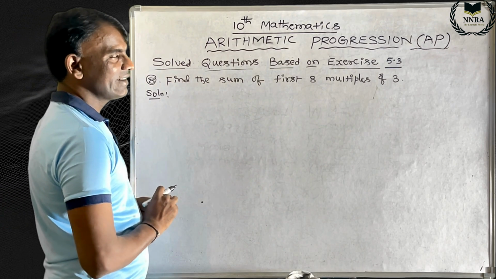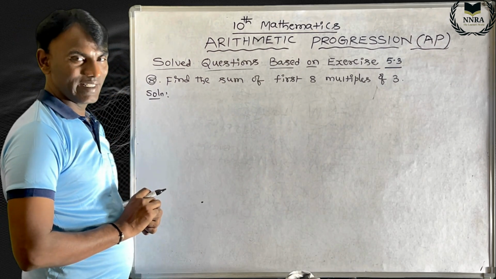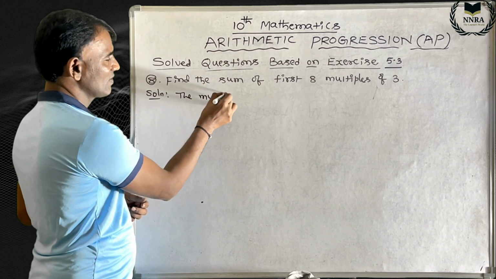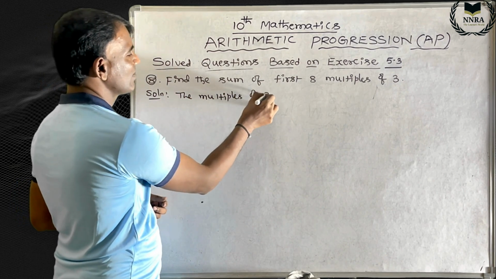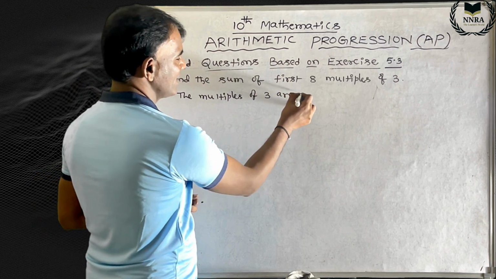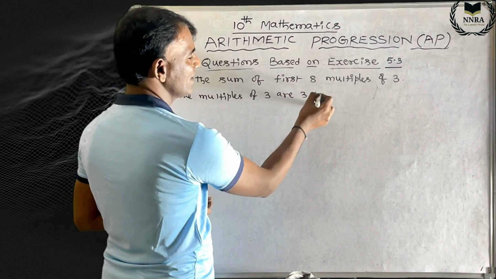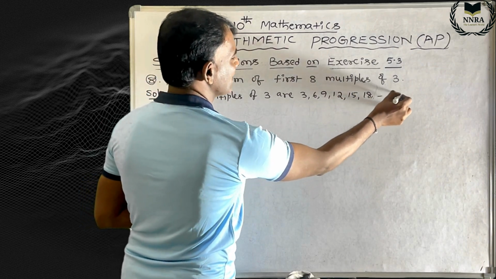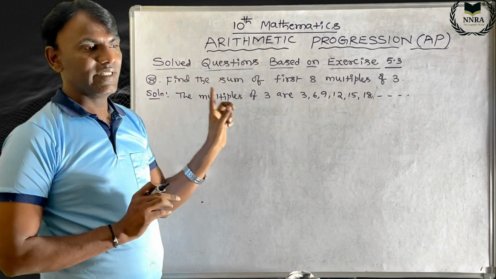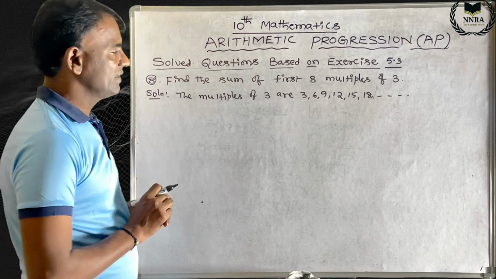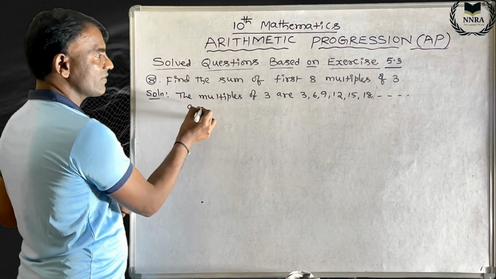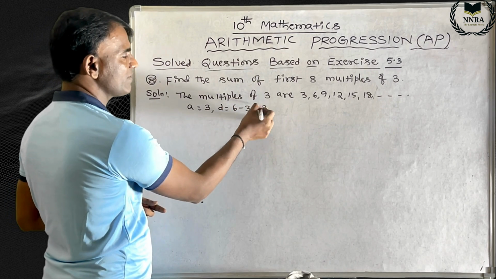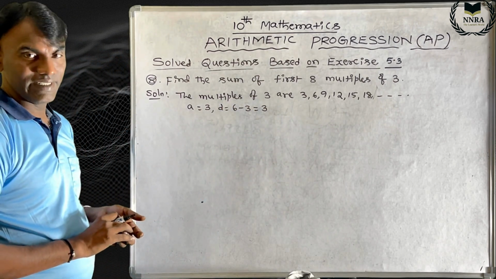First 8 multiples of 3. So the multiples of 3 are 3, 6, then 9, 12, 15, 18 and so on. So these are the multiples of 3. Now a equal to first term, 3. d equal to common difference, second term minus first term, that is again equal to 3 only.